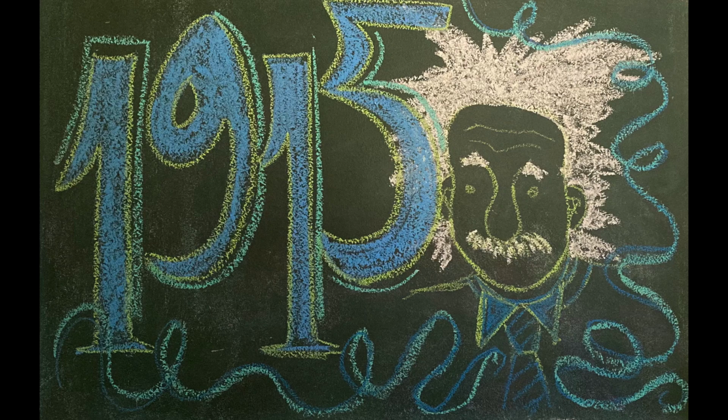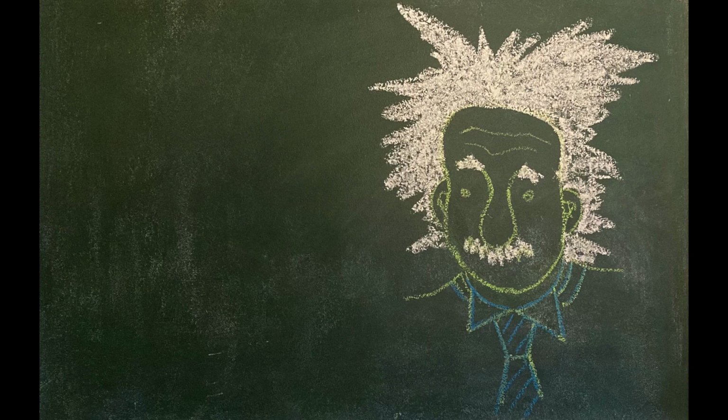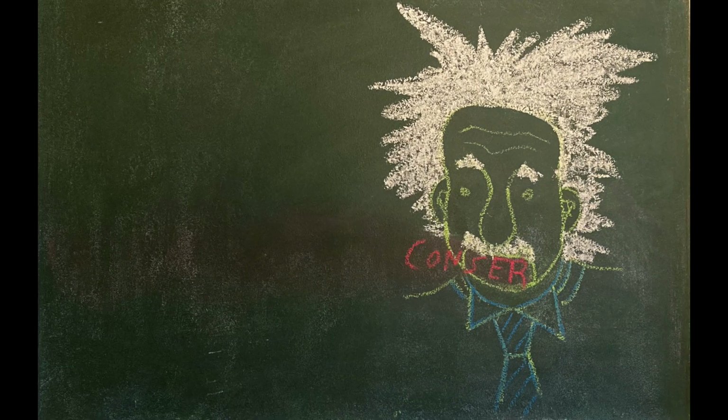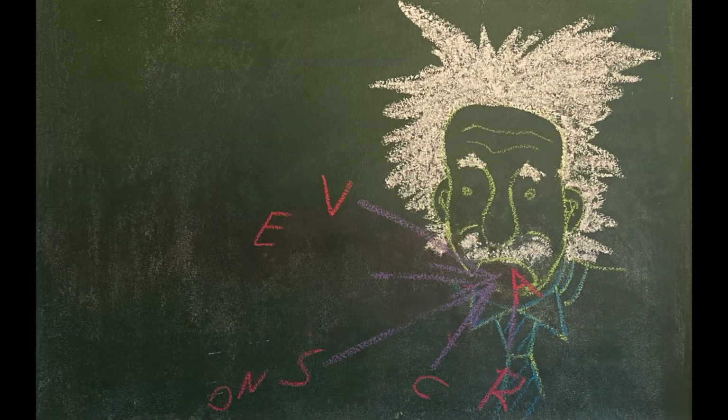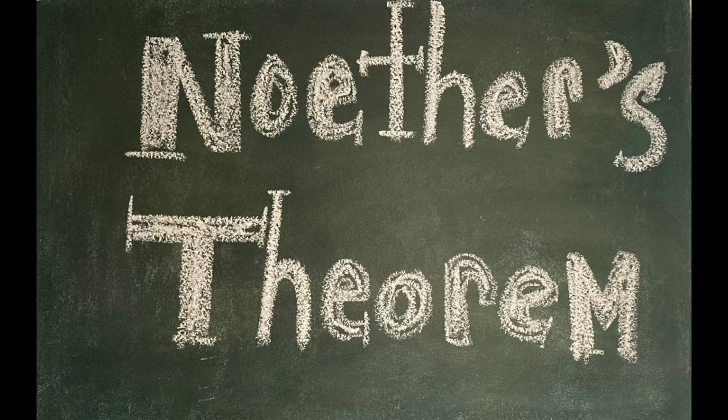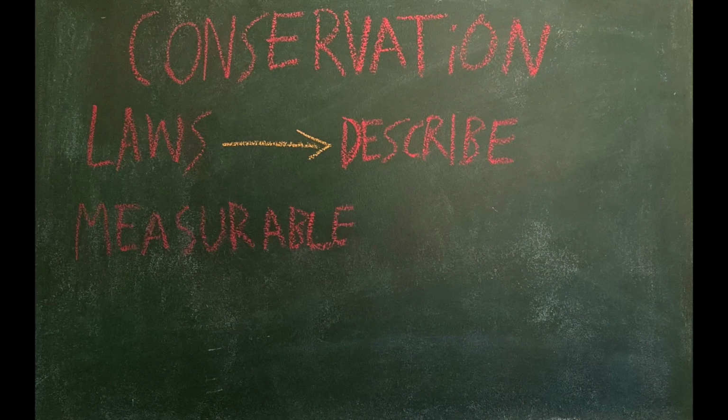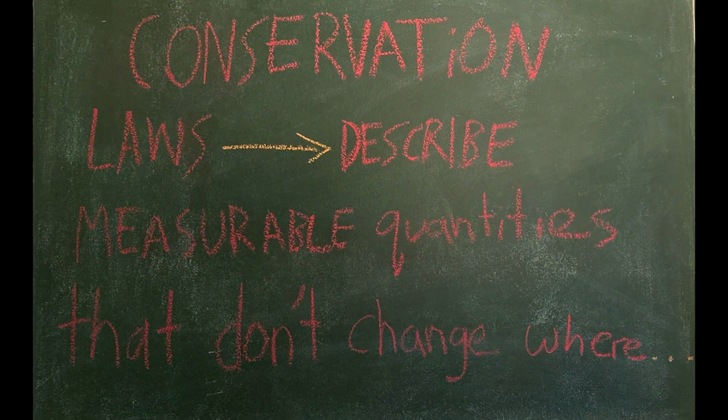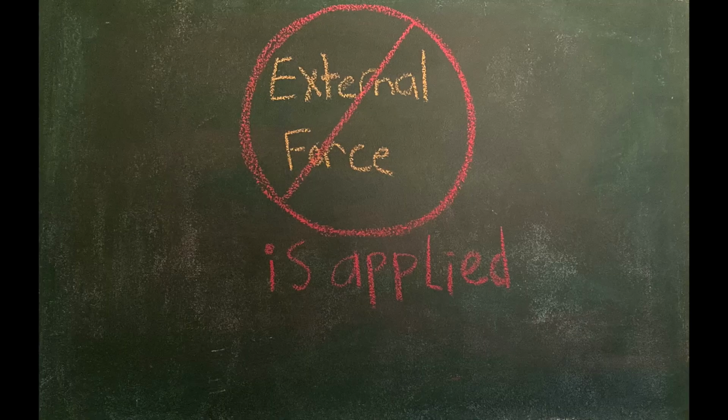When Einstein published his theory of general relativity in 1915, it left a bunch of questions unanswered. One of them: why do conservation laws only sometimes work? Noether's theorem provides us with an answer. Conservation laws describe measurable quantities that don't change in any system where no external force is applied.